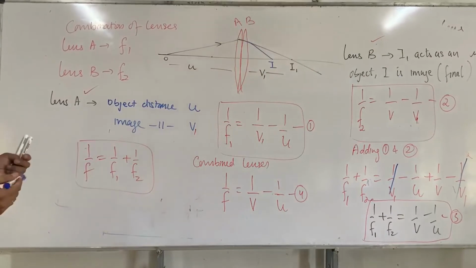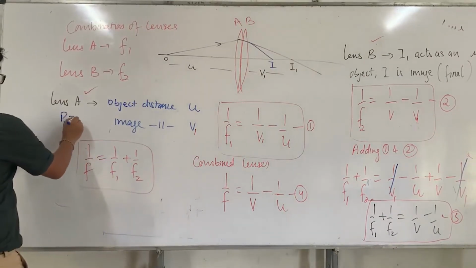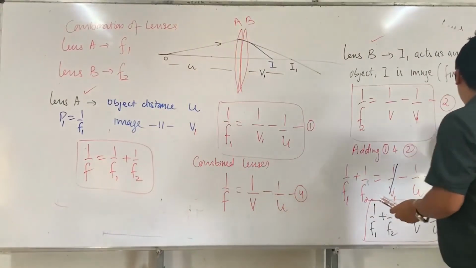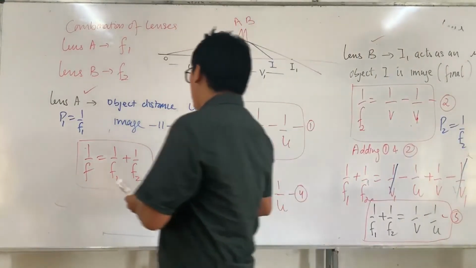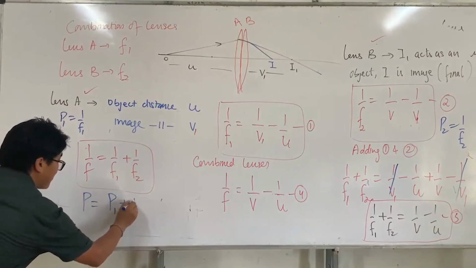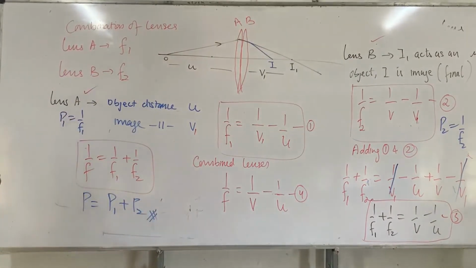Alright. And then what about the power of lens 1? Power of lens 1 is going to be 1 by F1. What about power of lens 2? 1 by F2. So therefore, total power is equal to P1 plus P2. Alright, this is power of lens.